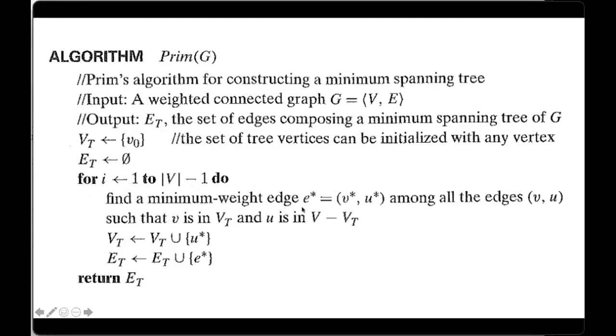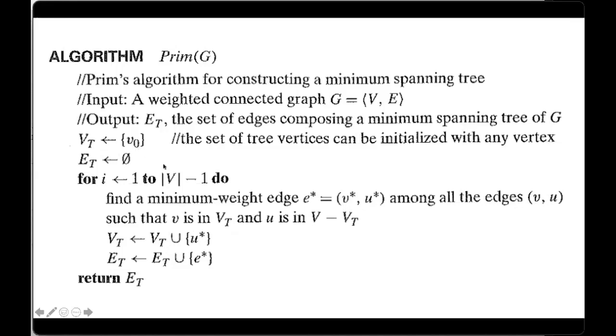Find a minimum weight edge e star. V star to U star means the edge from V star to U star. That is the minimum weighted edge you have to find, from V star to U star among all the edges present in the graph, such that V is in V subscript T. See here, V subscript T we have initialized with one vertex V0.